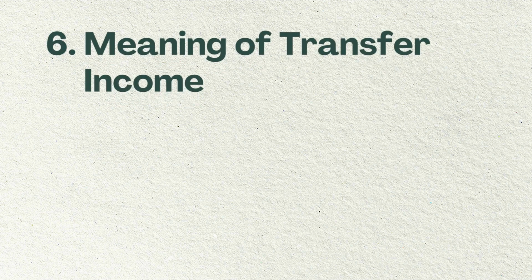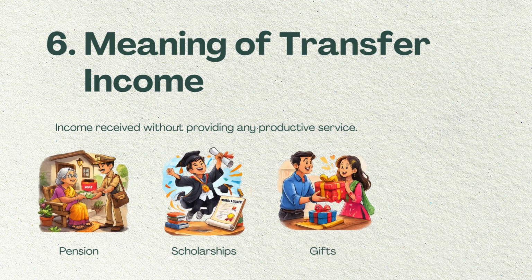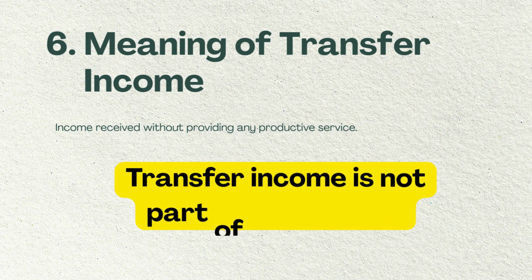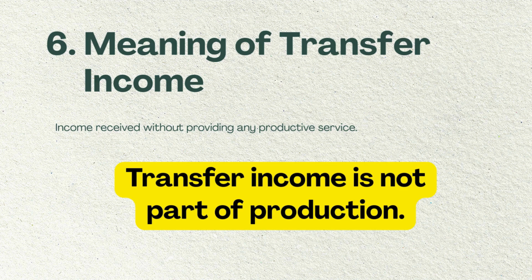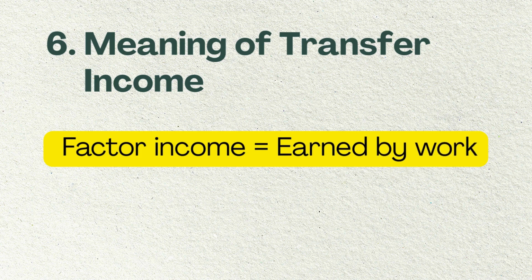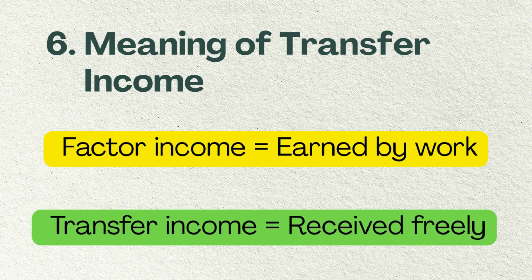Sixth, meaning of transfer income. It is the income received without providing any productive service. For example, pension, scholarship, gifts, government allowance. Transfer income is not a part of production. So, factor income is earned by work, and transfer income is received freely.